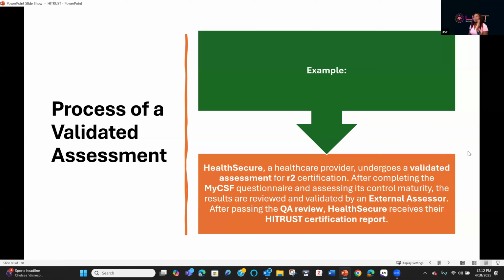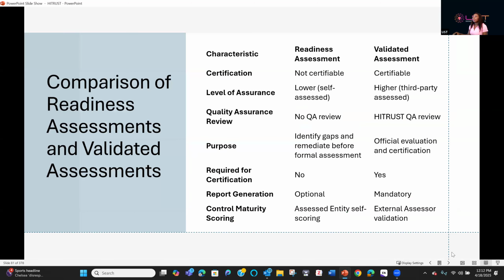Say, for example, we have Health Secure, a healthcare provider that undergoes a validated assessment for R2 certification. After completing the MyCSF questionnaire and assessing its control maturity, the results are reviewed and validated by an external assessor, right? After passing the QA review, Health Secure received their HITRUST certification report. And now we just have a comprehensive readiness report and validated assessment report. So let's summarize what we've covered, and hopefully next class we'll see what we're going to cover in detail.